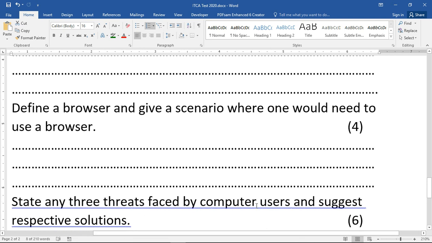So another question is: define a browser and give a scenario where one would need to use a browser. If you know the definition, you answer the second part of the question correctly. For the definition, you get 2 marks. Giving a scenario, you get 2 marks. A correct scenario, not just a scenario, right?